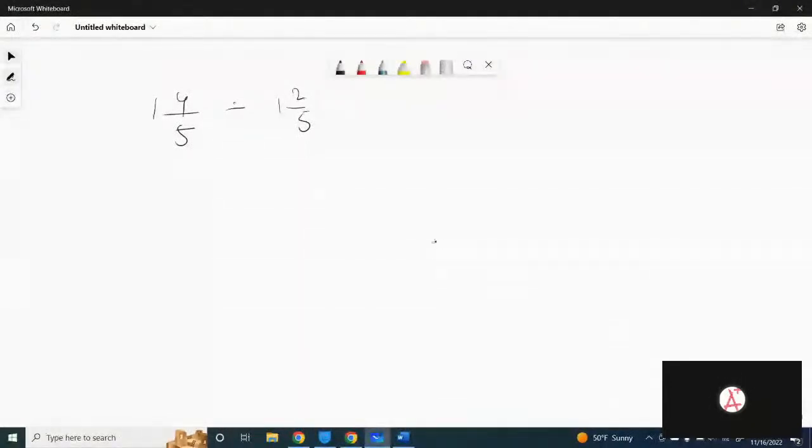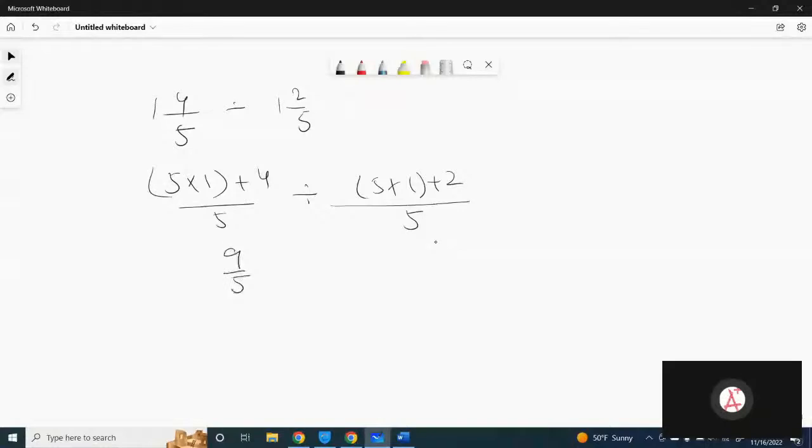It would be 5 times 1 plus 4 over 5, then 5 times 1 plus 2 over 5. Got it? So it would be 5 times 1 is 5 and plus 4, 9 over 5. And 5 times 1 is 5 and plus 2, 7 over 5. Got it? Now just replace the division sign with the multiplication one. And the reciprocal of this term is 5 over 7.